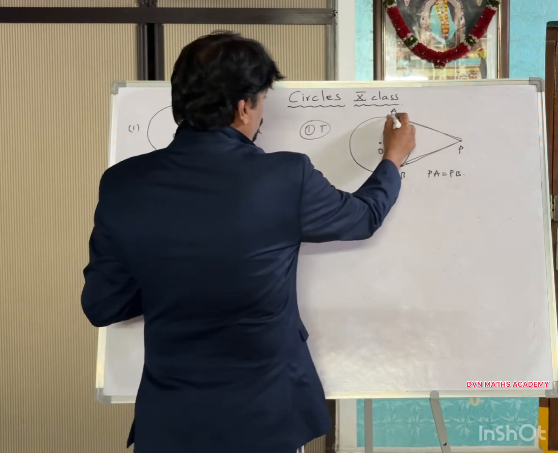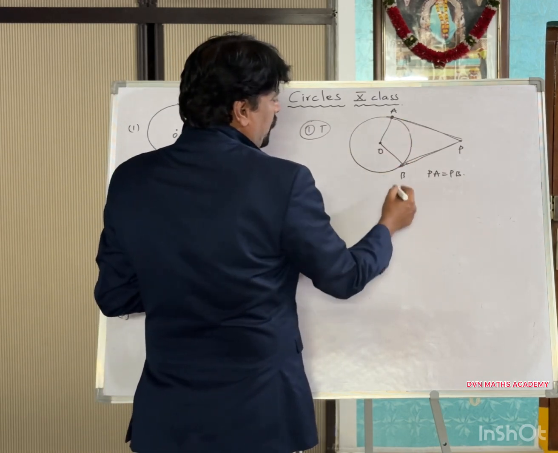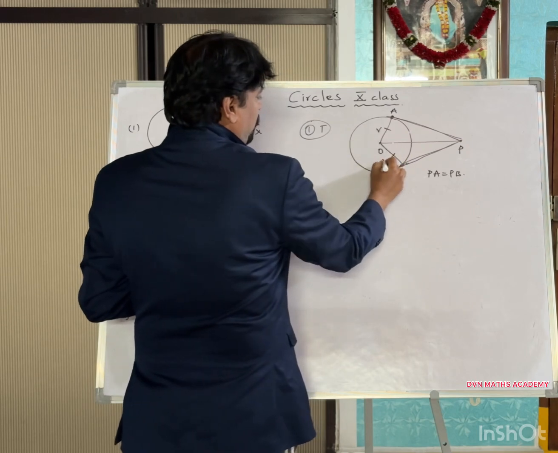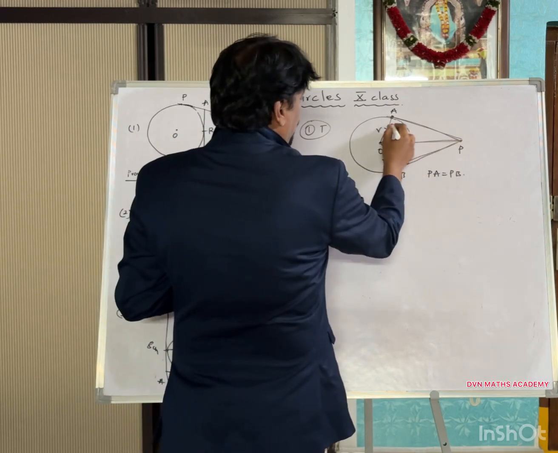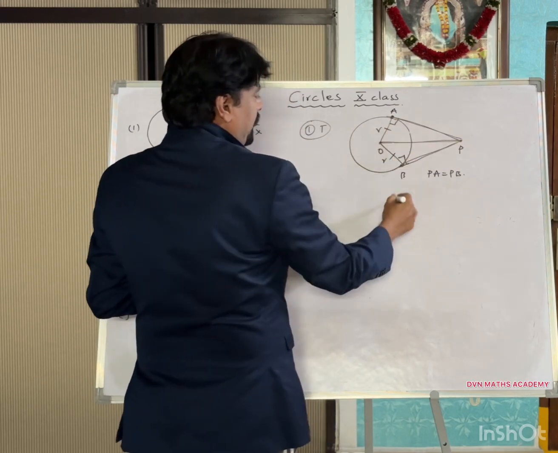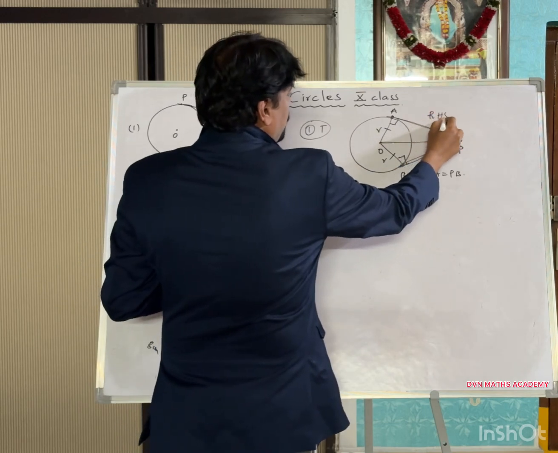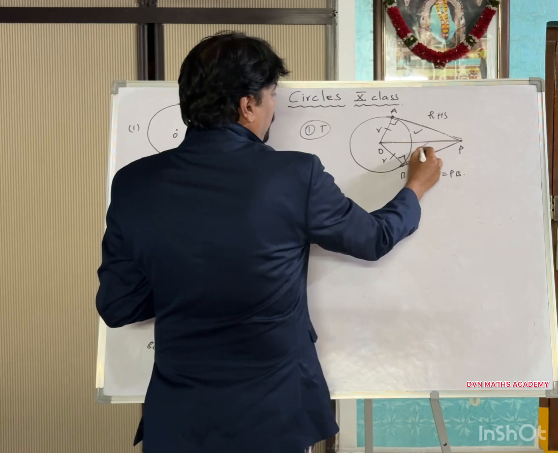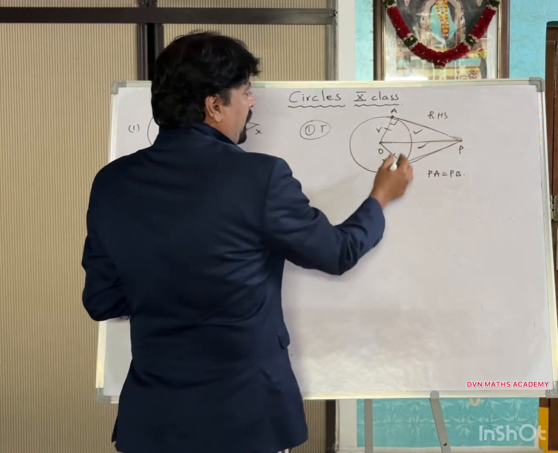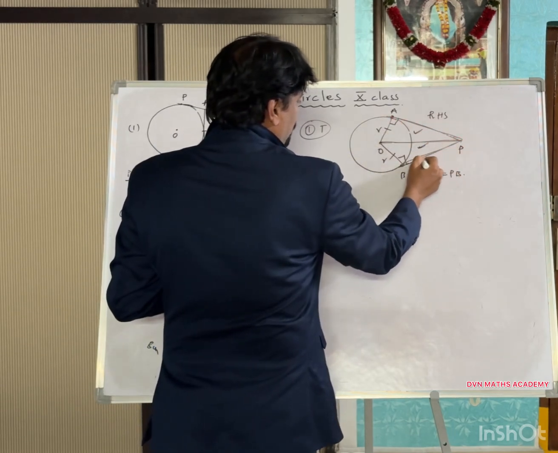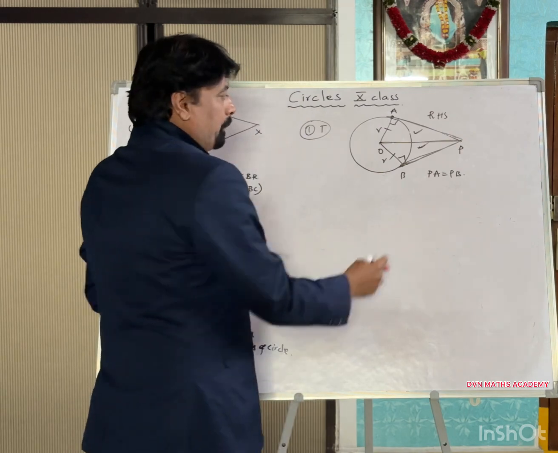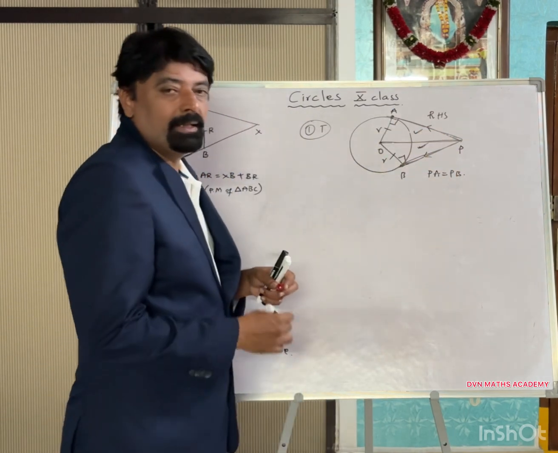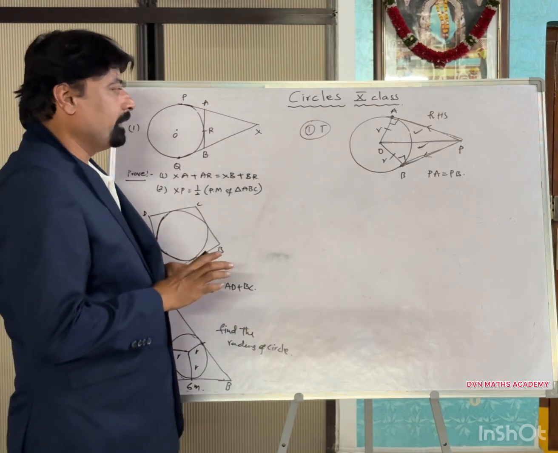Just I will explain. If you join AO, BO and PO, this is equal to this because of radius, and this is common, and before that we proved that this is 90 degrees. By RHS, these two triangles are congruent. By the congruence rule CPCT, you can say that AP is equal to BP. I mean PA is equal to PB. The lengths of the tangents from the external point are equal. This is one of the important theorems.